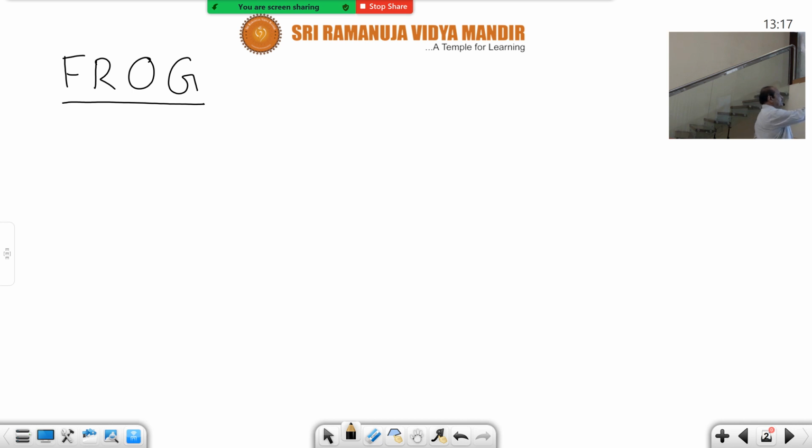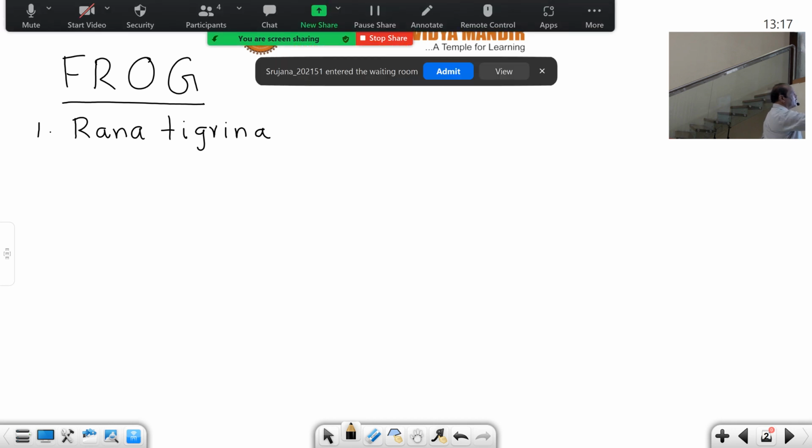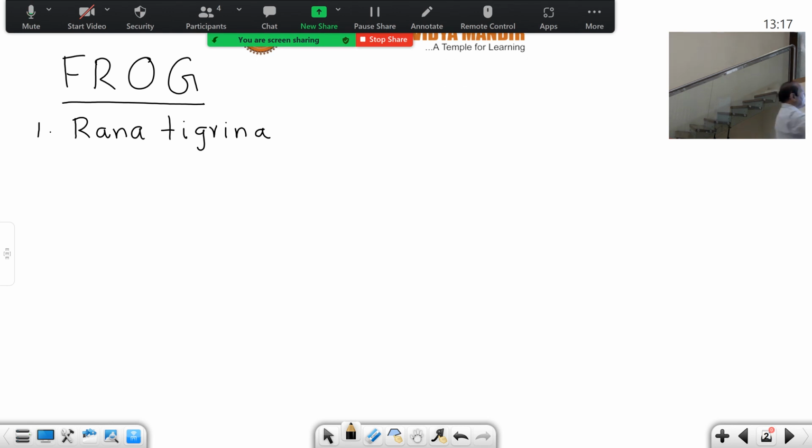So, the scientific name of the common Indian frog is Rana tigrina. This is the Indian bullfrog, the common Indian frog, and the Indian bullfrog also.